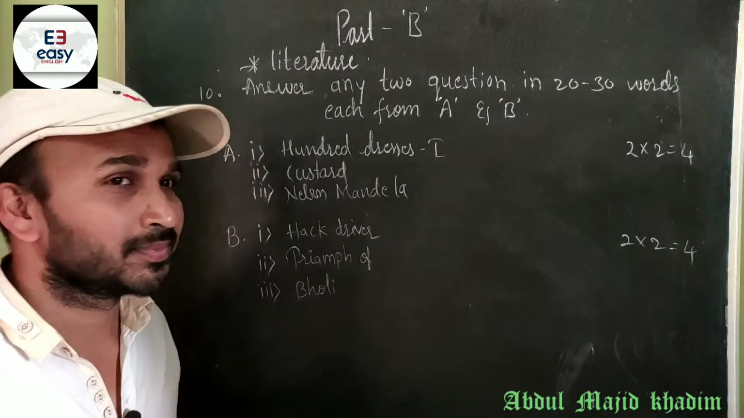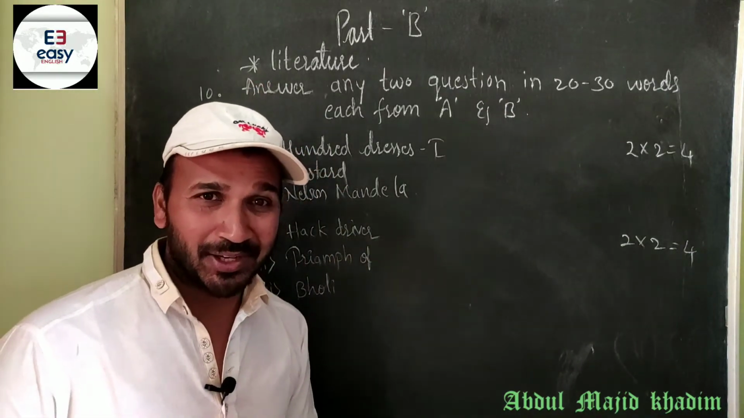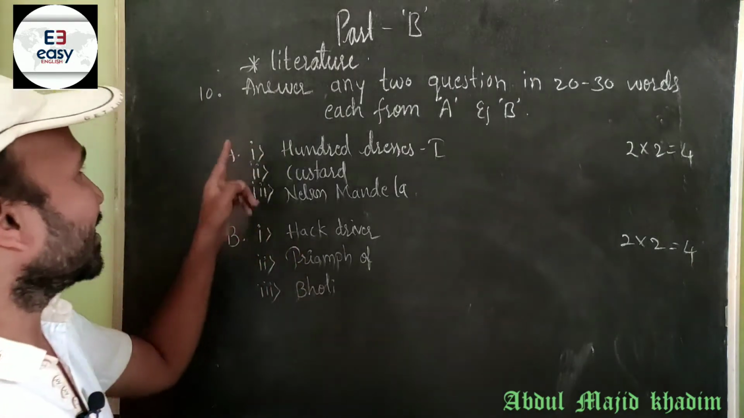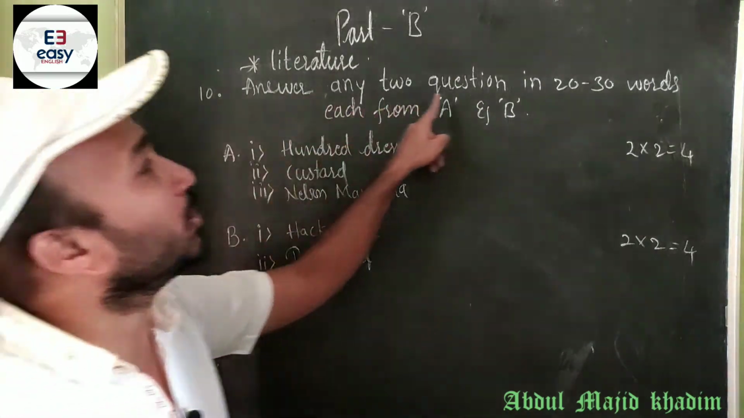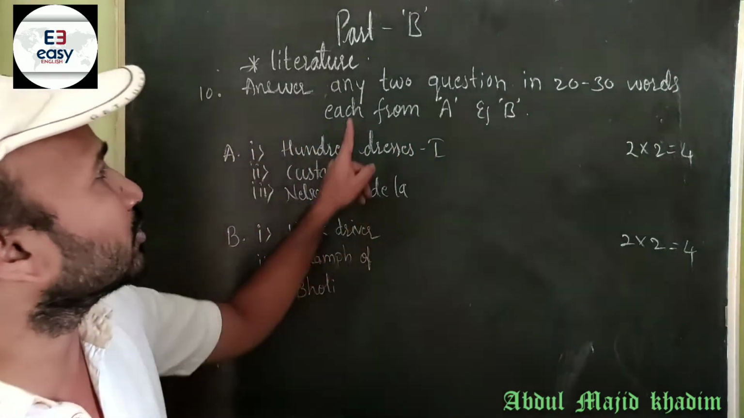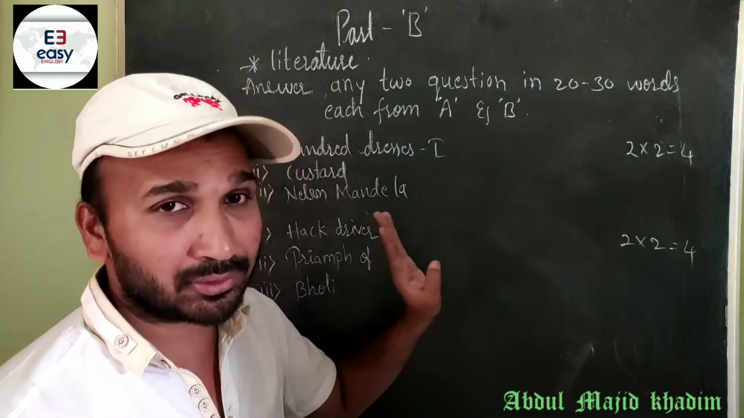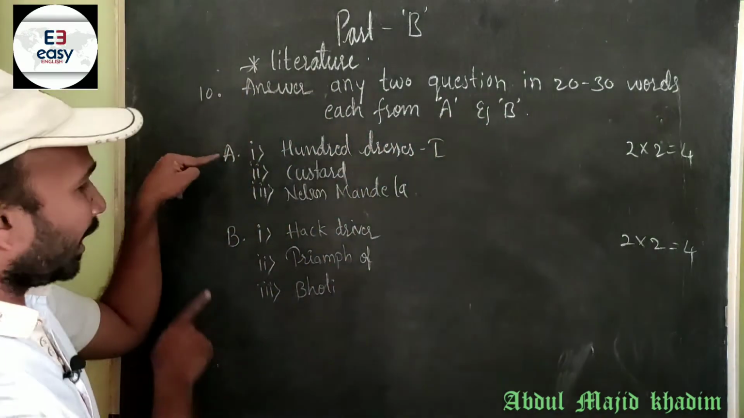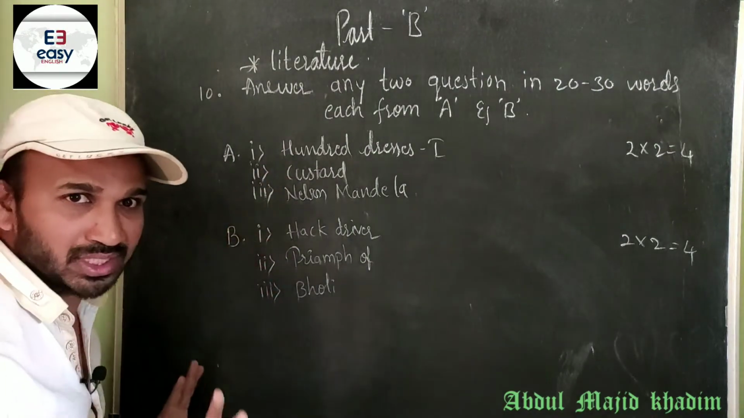Okay, in part B, literature is also there. We have to write literature questions. The 10th question will be a literature question. Answer any 2 questions in 20 to 30 words. How many do you have to choose? Any 2 questions, 20 to 30 words each, from A and B. You have to write two questions from A and two questions from B.